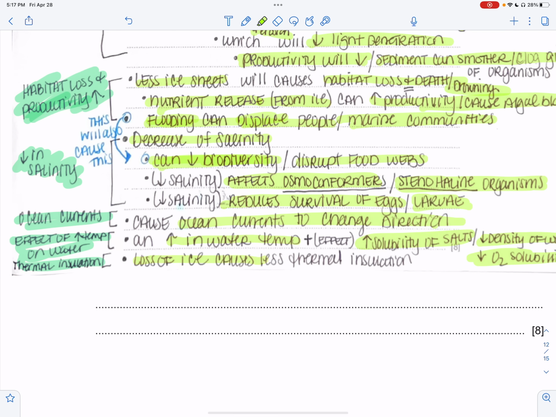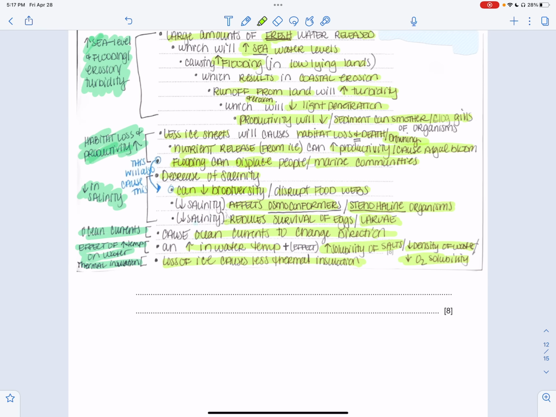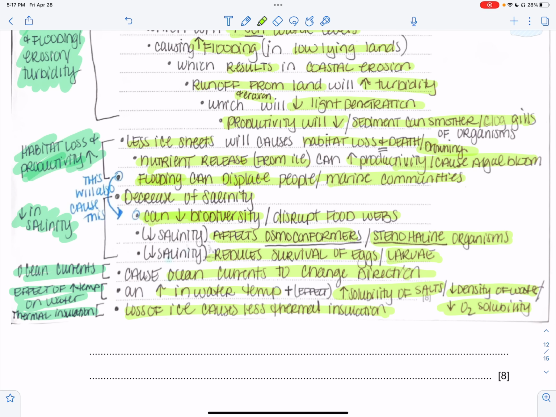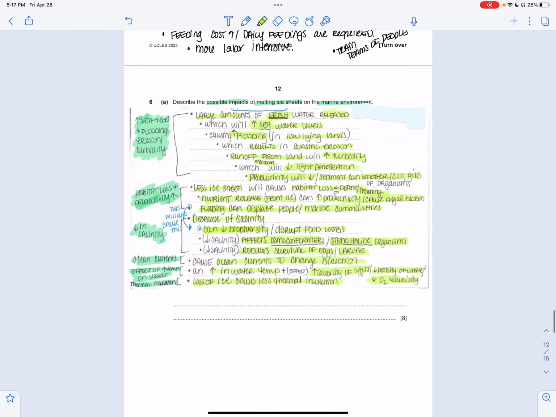And then the loss of ice could cause less thermal insulation. And so the thermal insulation that ice provides stops the entire water column from freezing over. It also prevents your organisms from freezing. On the bottom side of ice is a substrate for organisms like ice algae.